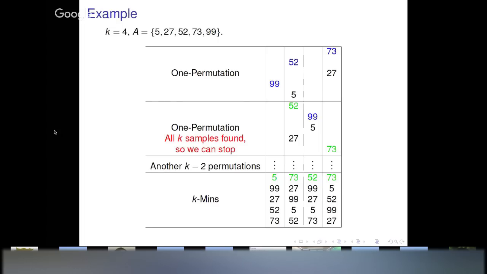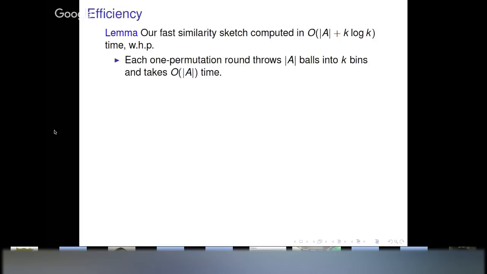And I also claim it's fast. It only takes k log k time with high probability. Why is that? Each round we're throwing A balls into K bins, and that takes A time. But all bins are full when we have thrown K log K balls, so each round throws only these A balls. If we have enough balls, we're done in the first round with just one permutation hashing. We may have to continue some more, but we know how many balls it takes to fill everything assuming full randomness.